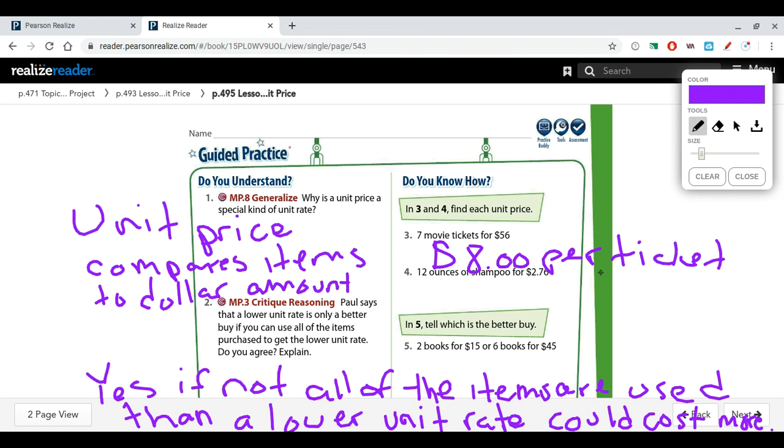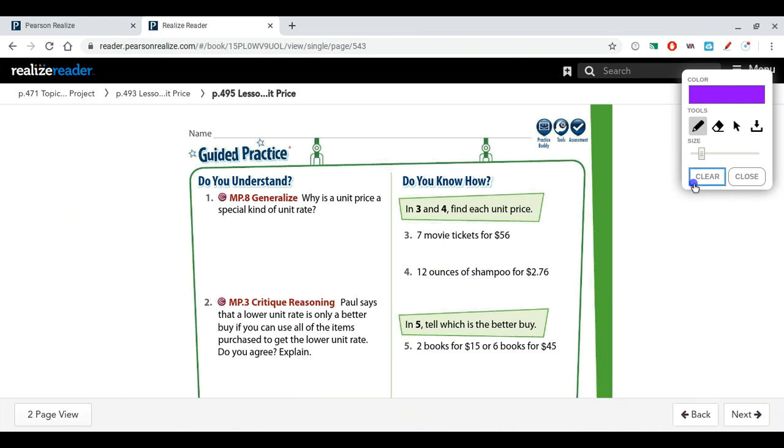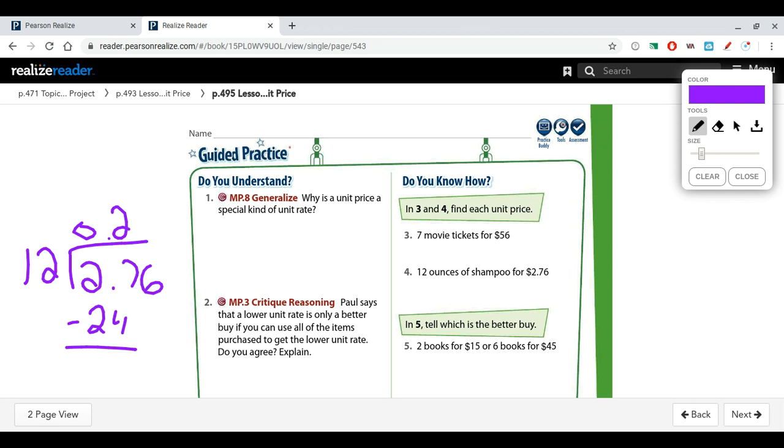12 ounces of shampoo for $2.76. So this one I don't know right off the top of my head. I can't mentally do that. With a decimal, you shouldn't be mentally doing it either. Those of you that are thinking, oh, I could do that mentally, don't. We do the work so that we make sure that we're not making errors. 12 goes into 2, 0 times. 12 goes into 27 twice. 12 times 2 is going to be 24. Subtract, I end up with 3. Bring down the 6. 12 goes into 36 3 times.